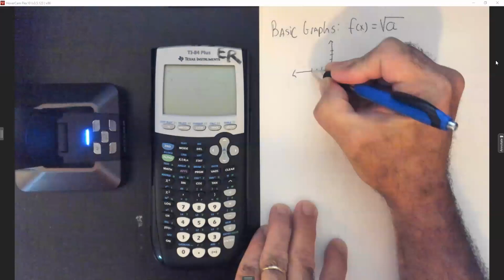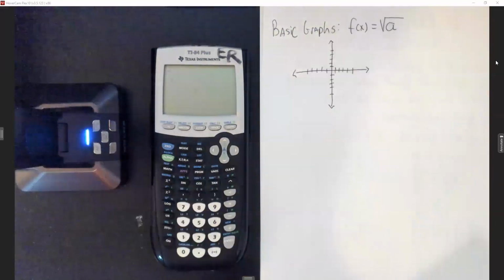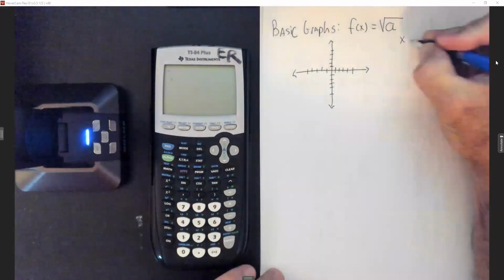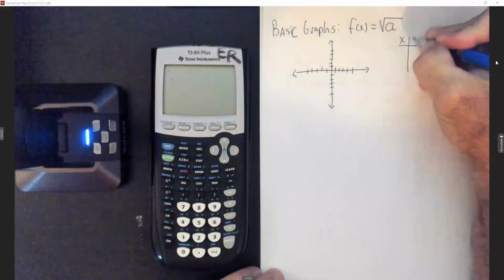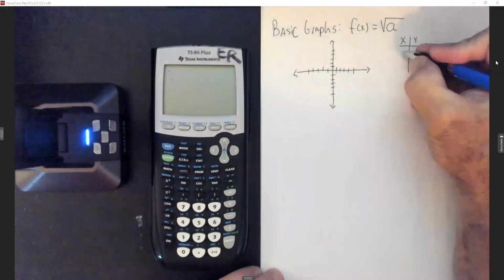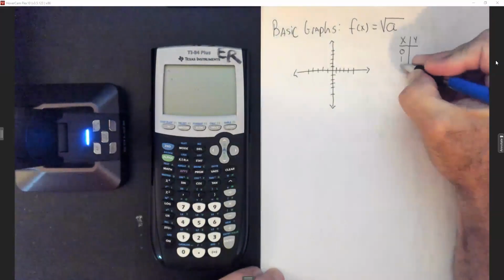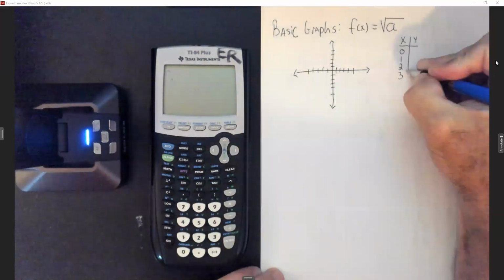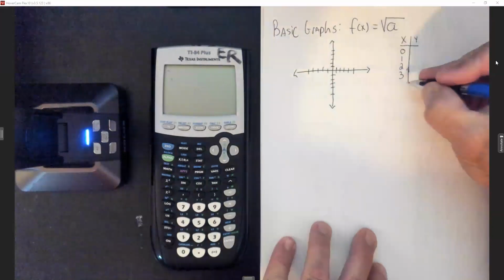Now I'll put these on the calculator also. So for the basic graph, if we had a basic table here, and I'm just going to use a few numbers. I'll use a 0, a 1, a 2, and I might even go to a 3. Oh, let's put a 4 here.